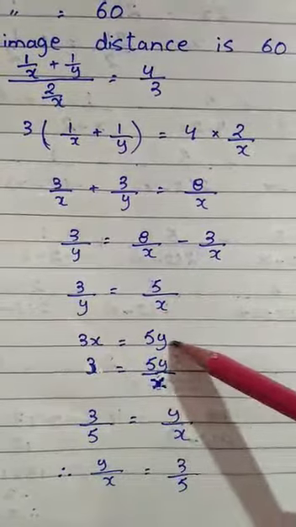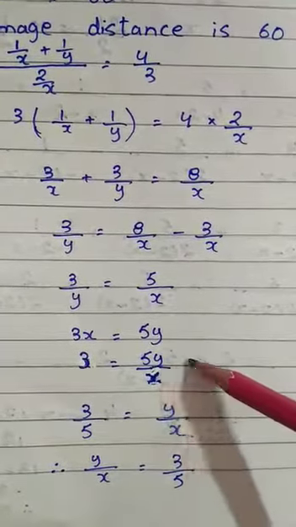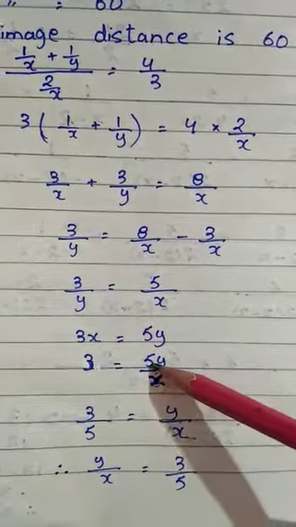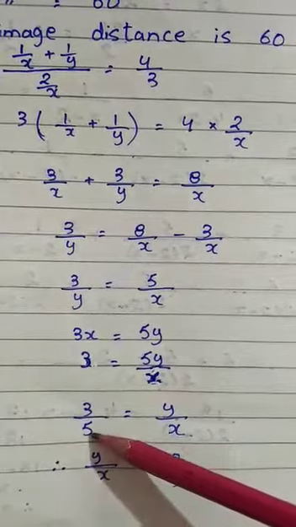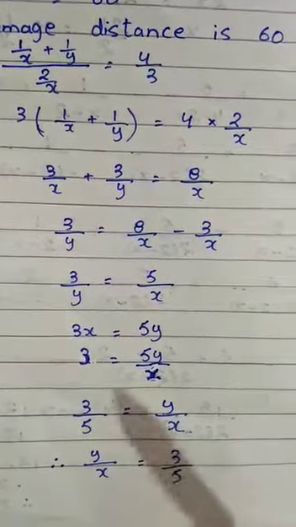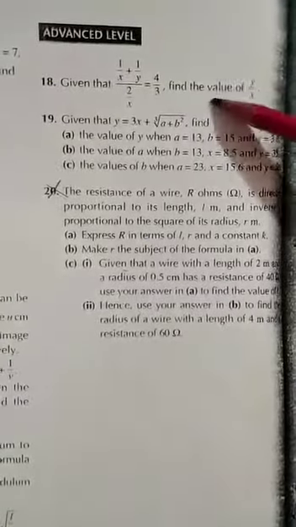3x is equal to 5y, and then 3 is equal to 5y over x, because we are supposed to calculate y over x. So 5 is multiplying here, then on the other side it will be divided. So finally y over x is equal to 3 over 5. So this is question number 18. Question number 18 is done.